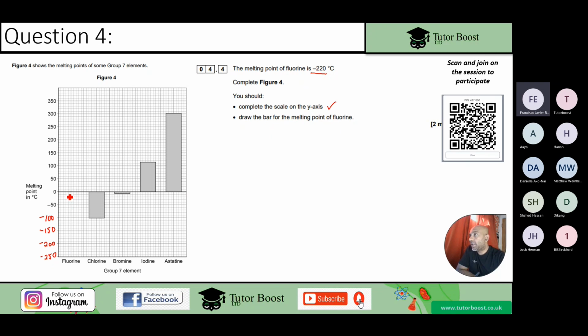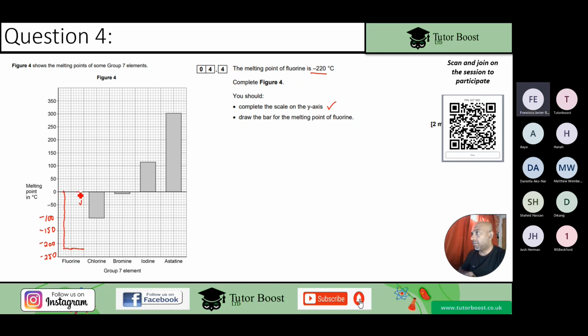And 220. So fluorine, if I start there, and the box is going to be between those 2 points, because here they've left 2 boxes on either side of this bar, and it needs to go up to 220. So each of those boxes is 10. So it needs to go right up to here.